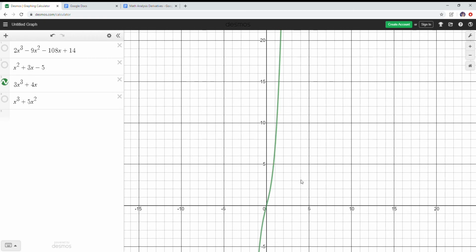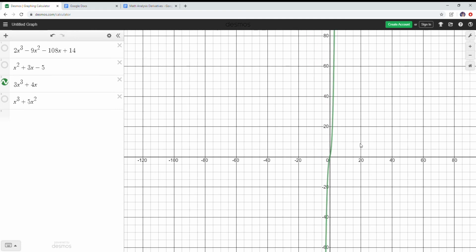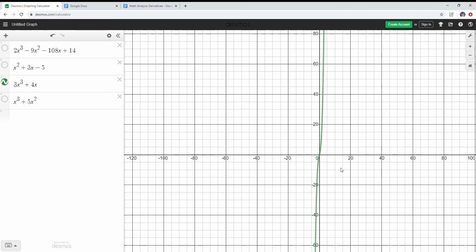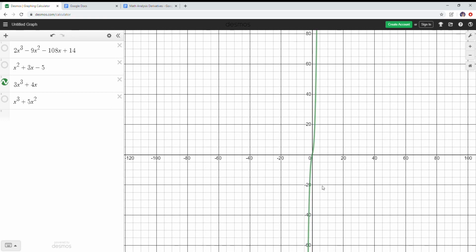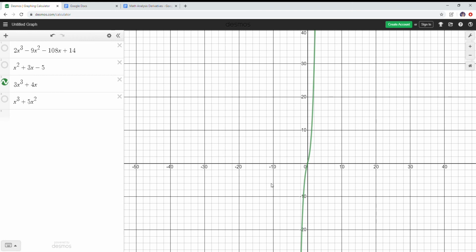3x to the third plus 4x. Well, we don't actually see a whole lot here, so we may need to zoom out. But even when we zoom out, let's take a look at this line. Does it look like this line ever changes direction? Because the thing is, it doesn't. This line never has that moment of going down to going up or vice versa. We just end up with a line that is constantly increasing.